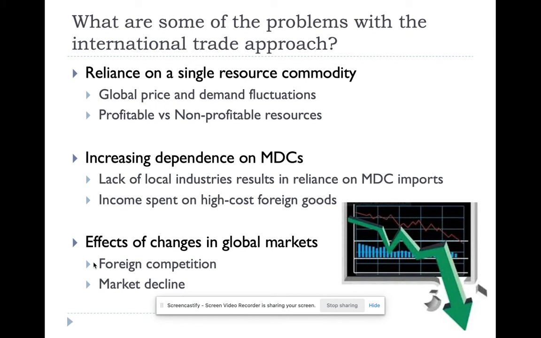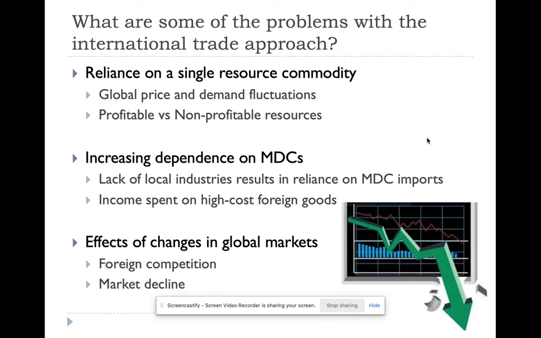You also have to play with the big boys, right? You have to compete with the MDCs, and so this is where structuralism, neocolonialism, right, dependency theory comes in. The game is kind of rigged, right? So lack of local industries results in needing MDCs for imports, and so that can get into unfair competition stuff, right? And so with that, again, you can have market decline, you can have foreign competition coming in, and so it can be a dicey approach, the international trade approach.